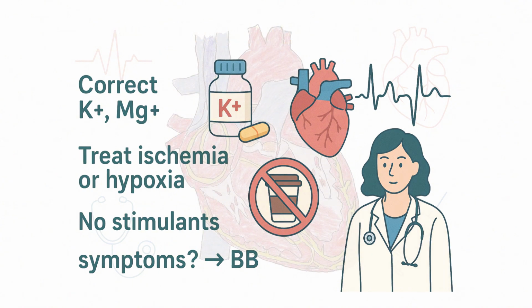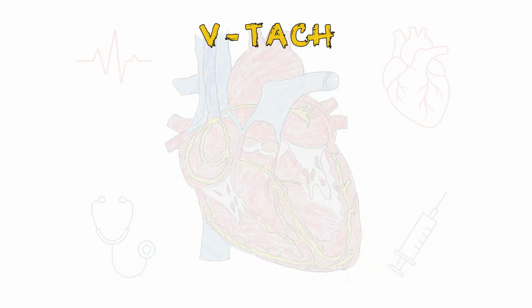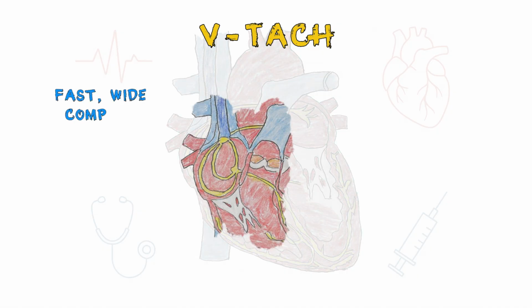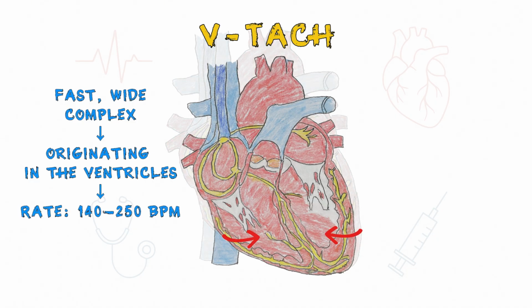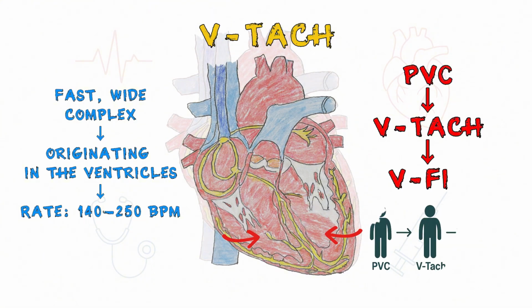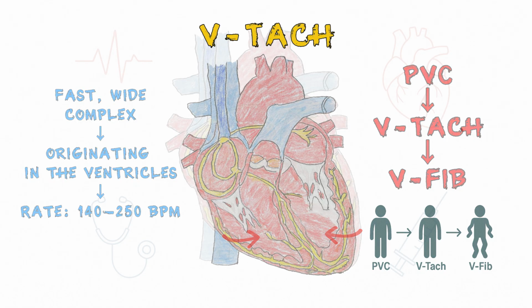So, let's jump to the next problem, which is ventricular tachycardia or V-Tach. A fast, wide complex rhythm originating in the ventricles. Their rate is between 140 and 250 beats per minute. Think of V-Tach as the midpoint between premature ventricular contraction irritability and full cardiac arrest in ventricular fibrillation. It is one of the most important rhythms.